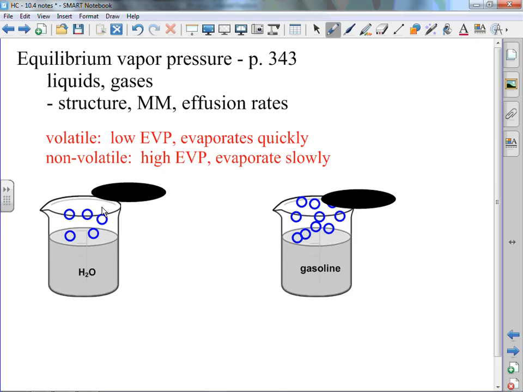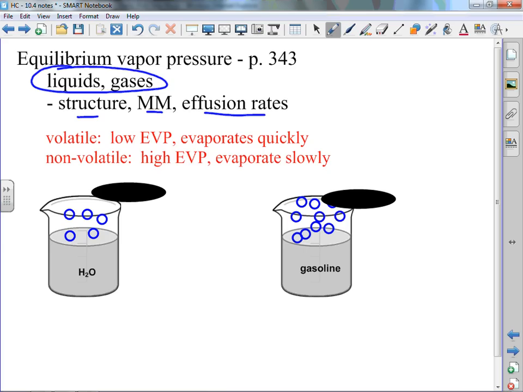And this is going to lead into what the heck is boiling. Specifically, this talks about liquids and gases. What this will help to determine is the concept of boiling, when does boiling occur? To do that, we need to know the structure, the molar mass, as well as the effusion rate, meaning, how quickly does a gas move? All three of those factors are going to play into this.